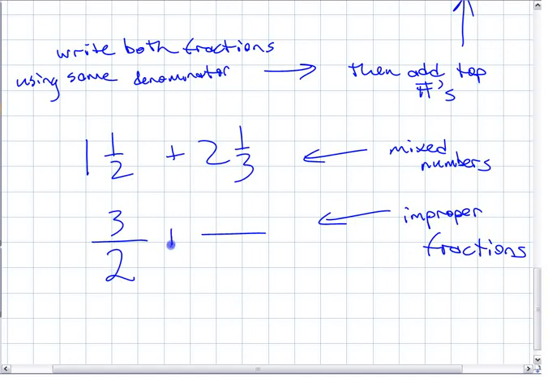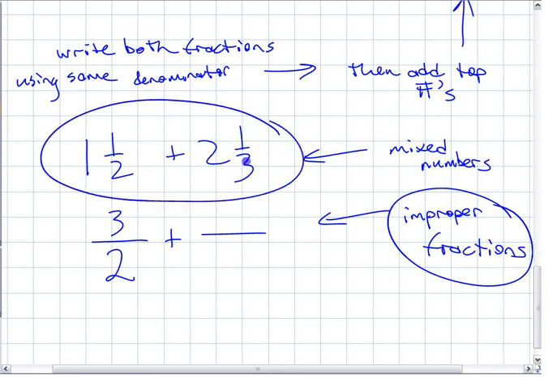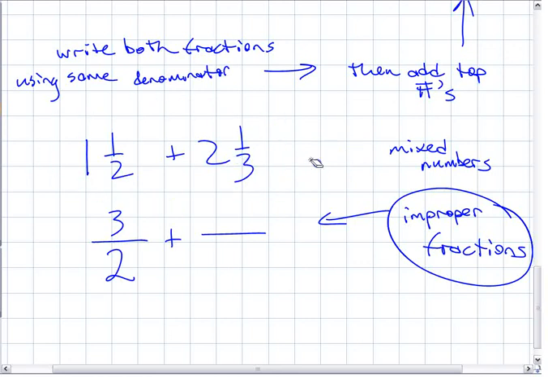It's probably safer for you, first of all, to change mixed numbers to improper fractions. I think that's the best plan. You can do it without changing it if you want. But I think, especially when you start doing some subtracting, it's hard if you try and subtract them by leaving them as mixed numbers. I'm okay if you want to teach yourself to do that, or if you already know how to do that. I think it's easier if you change them to improper fractions first.